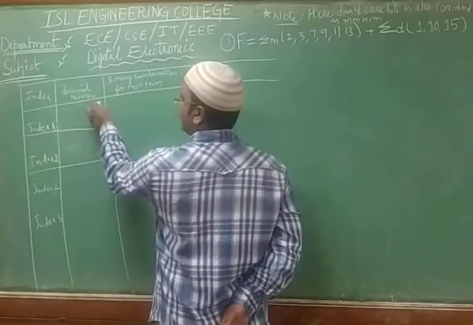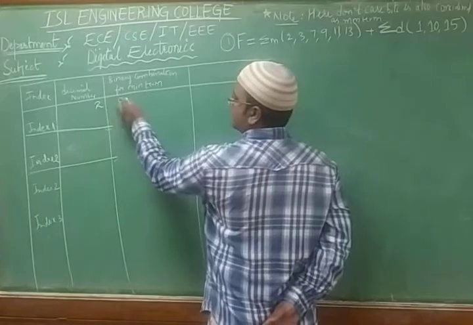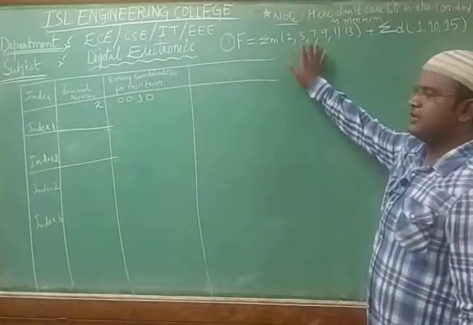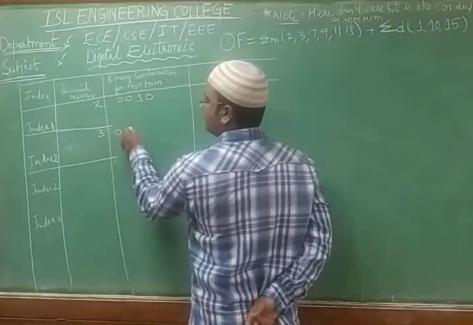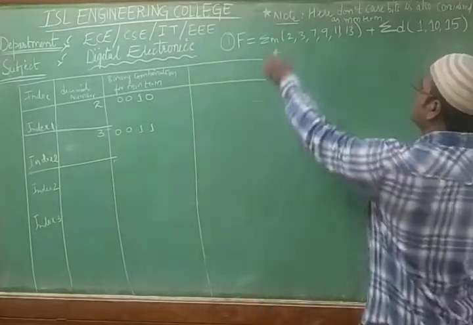What is the index 1 decimal value? 2. So what is the combination for 2? 0, 0, 1 and 0. That 2 is over. Next is 3. 3 comes under index 2, so I am writing 3 here. 3 is nothing but 0, 0, 1, 1. So 3 is done. 2, 3.